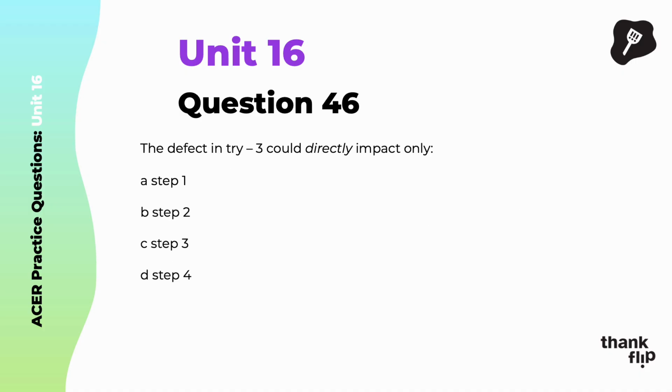processes. This question is asking us to look at the figure once again, and it's saying that the defect in try 3 could directly impact only which step. Okay, so the key word here is directly. And so let's look at try 3. Try 3, when you put it in nil, it doesn't grow. When you put it in tryptophan, it does grow. So I'm going to put a little dash here. It does grow. When you put it in indole, it does grow. In A, it doesn't grow. And in IGP, it doesn't grow as well.